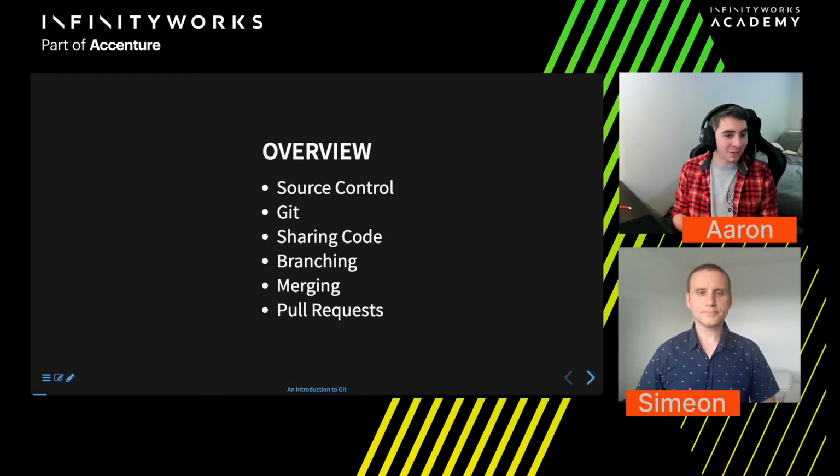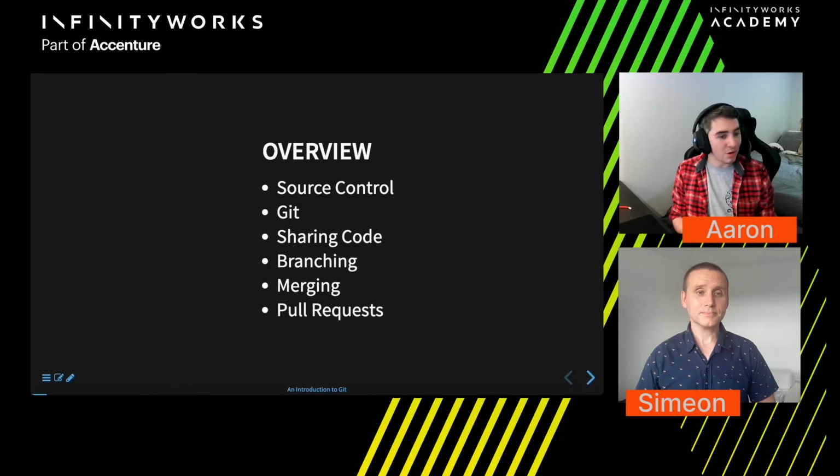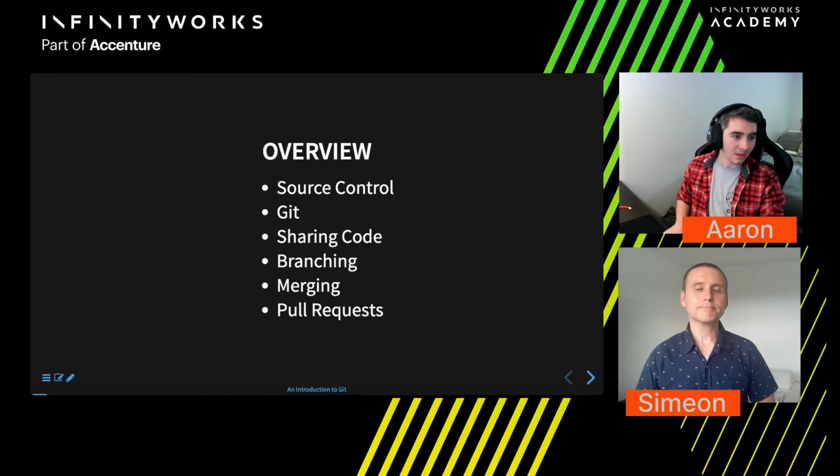And then branching. This is about if a code stream is being worked on actively, you'll want to split it out so multiple people can work on different things at the same time. Merging, this is pulling it back together. So once you've finished working on it, bring it back into the main stream. And then pull requests, which is pulling it down from the remote server onto your local client.